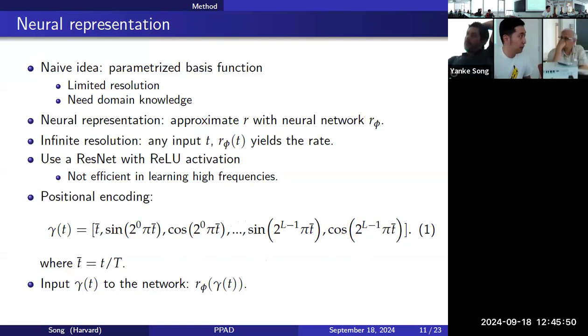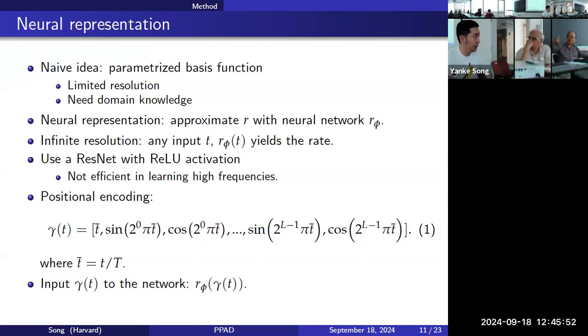Let me see if I understand this. The t here, is it the entire time you have, or is t just one number? T is one number. So you take one number and make it a whole vector. Exactly.